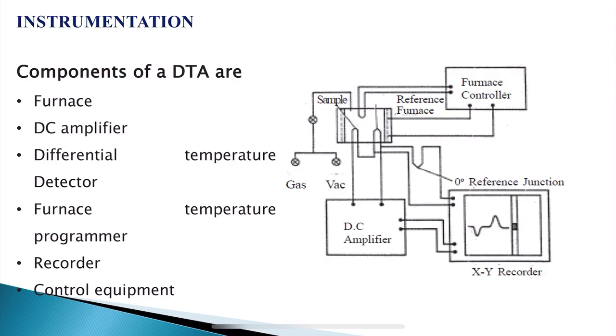Okay, so this is a very important question from the exam point of view: explain the instrumentation of differential thermal analysis. Then you have to write the block diagram. Okay, so this is the block diagram of differential thermal analysis, and you have to explain each component in 1 or 2 sentences. What is meant by furnace, what is meant by DC amplifier, and what is the function of it. If you explain it in 1 or 2 sentences, that is more than enough. So you have to concentrate on the instrumentation part of differential thermal analysis.